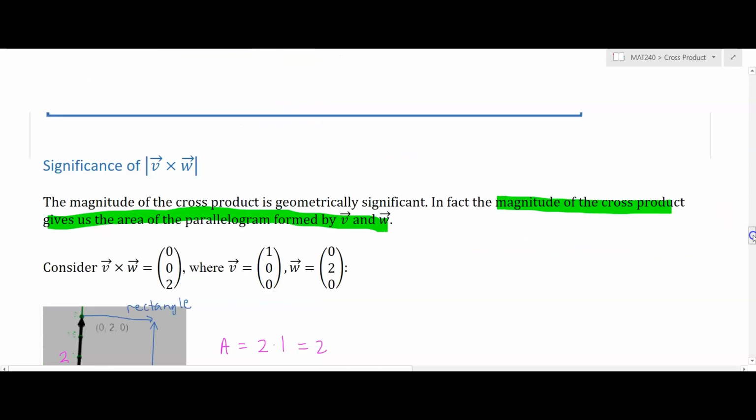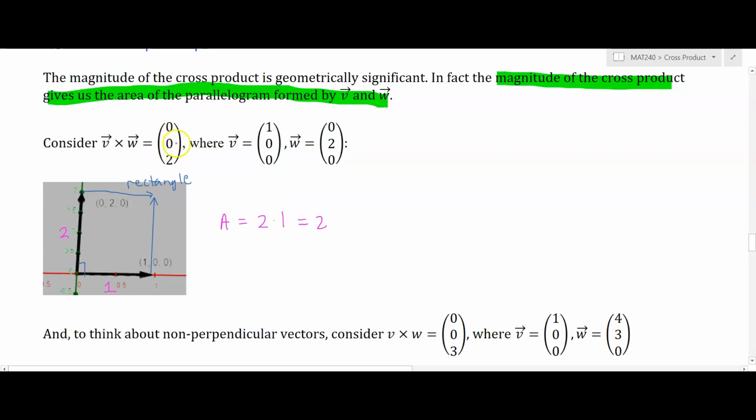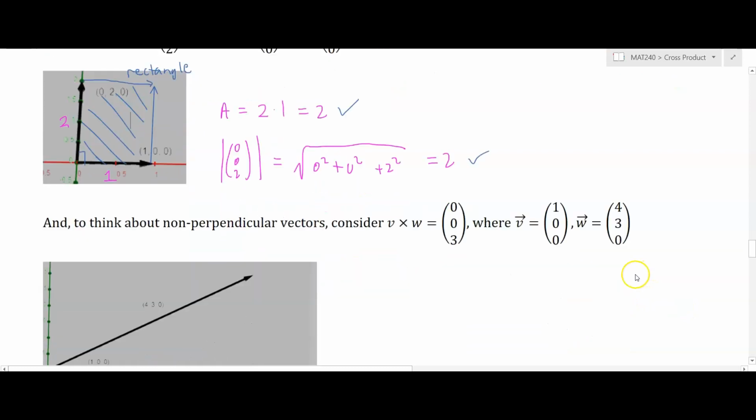At the same time, and we didn't calculate this cross product, but this is the cross product. If you dot it with v and you dot it with w, you get a 0 dot product, indicating that this is in fact perpendicular to both. If you find the magnitude of the 0, 0, 2 vector, then you get the square root of 0 squared plus 0 squared plus 2 squared, which comes out to 2. And we see that this value and this value are the same. So the magnitude of the vector that's perpendicular to both of these is equal to the area contained herein. That's kind of an interesting feature and pretty cool, really.